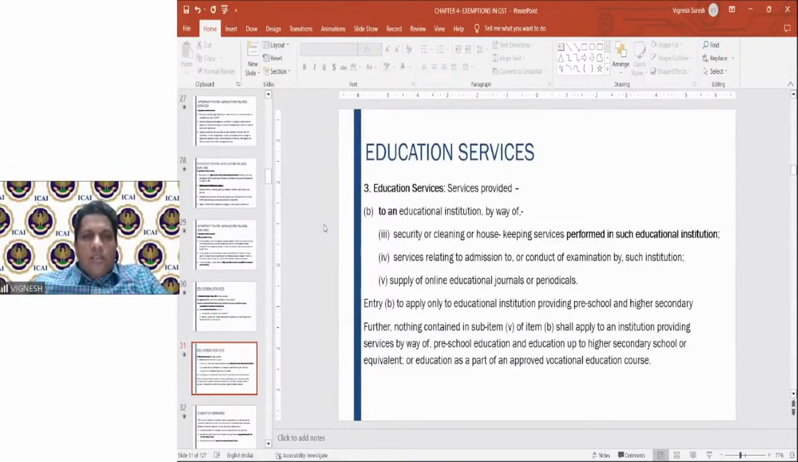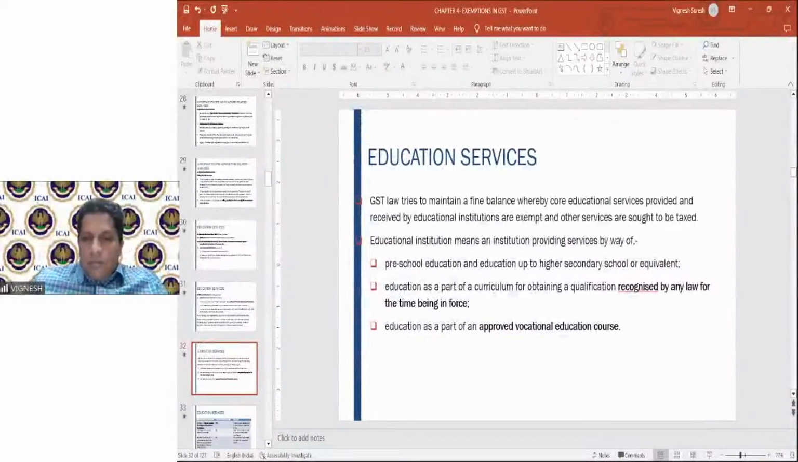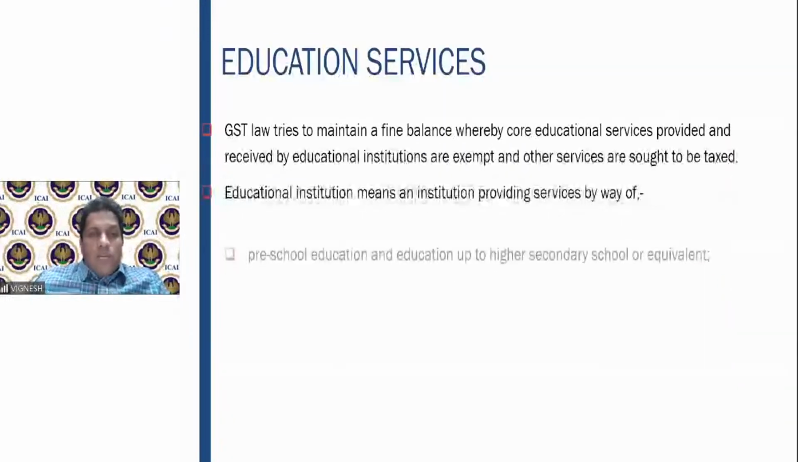As I told you, there are three types of education institutions. First is preschool, second is higher secondary, and third is education for granting qualification under any law. This particular entry, entry number B, is applicable only to the pre-primary and higher education services. Further, nothing contained in this sub 5 shall apply to institutions providing preschool and education up to higher secondary or equivalent, or education as a part of the approved vocation. Therefore, it will apply only to pre-primary and higher secondary. Clear?